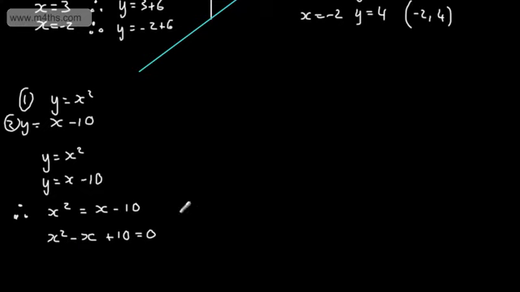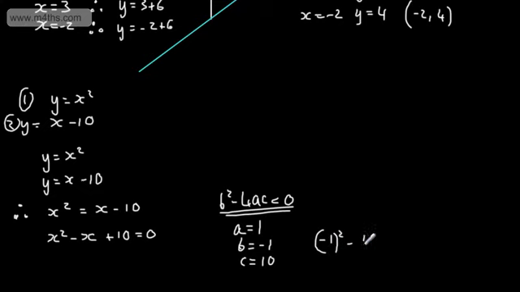An alternative would just be to look at it and say, well, b squared minus 4ac. Now, if this is less than 0, then we're going to have no real roots. And we've looked at the discriminant in a previous video. So we've got a is equal to 1, b is equal to minus 1, and c is equal to 10. So b squared, that's minus 1 squared, minus 4 lots of a multiplied by c, is going to give us 1 minus 40, which is equal to minus 39. Therefore, no real roots. And that's an example of that.